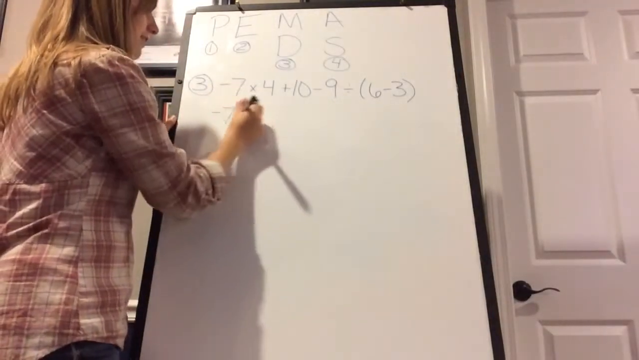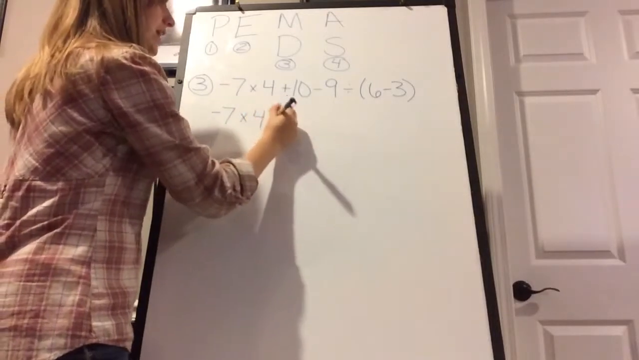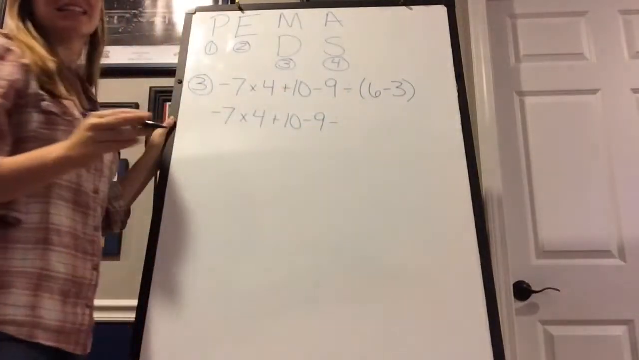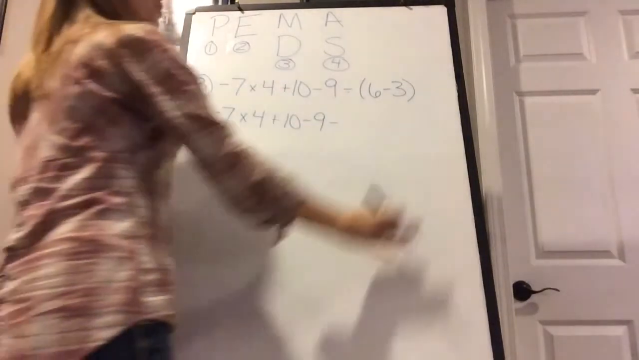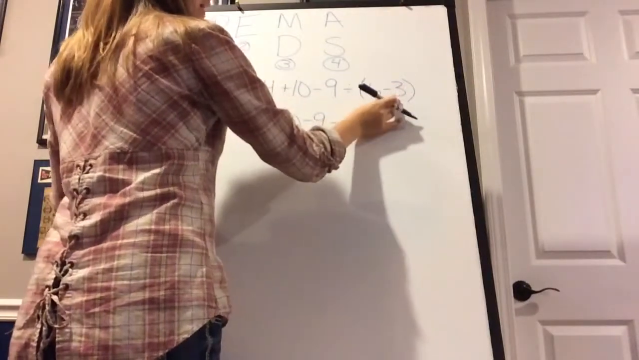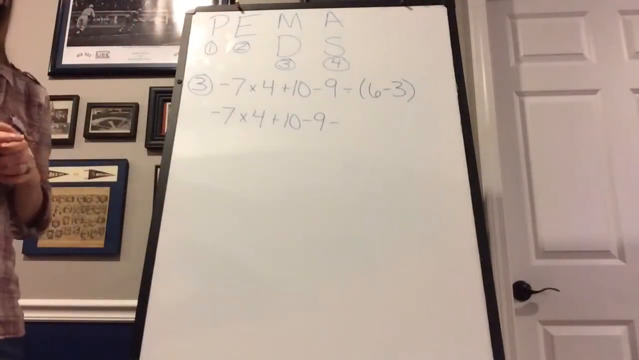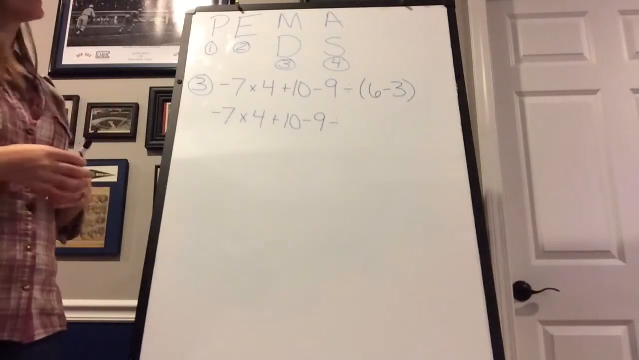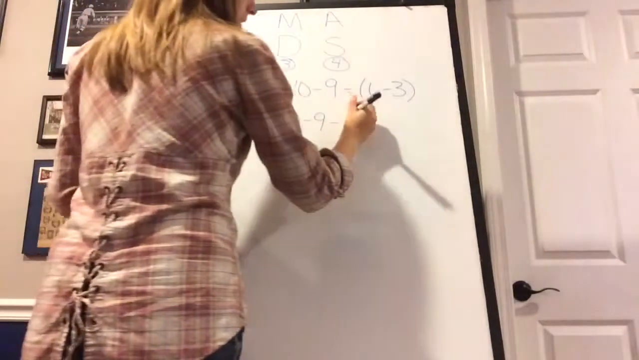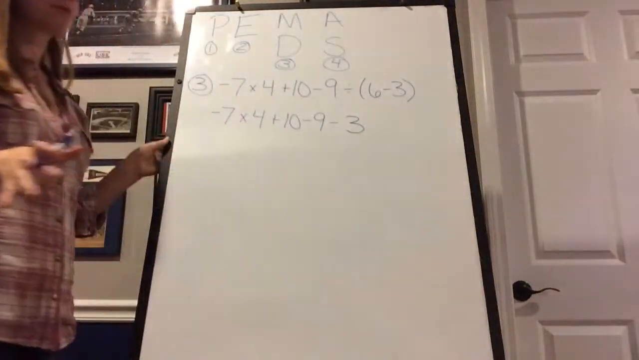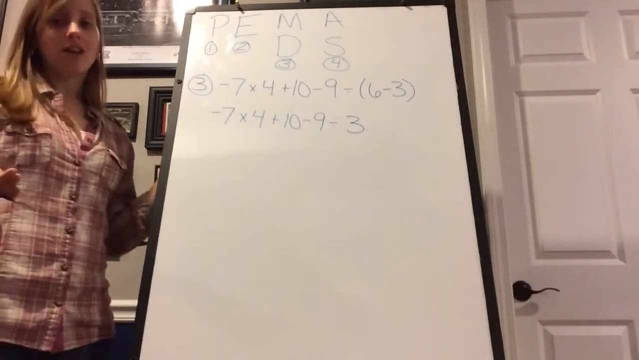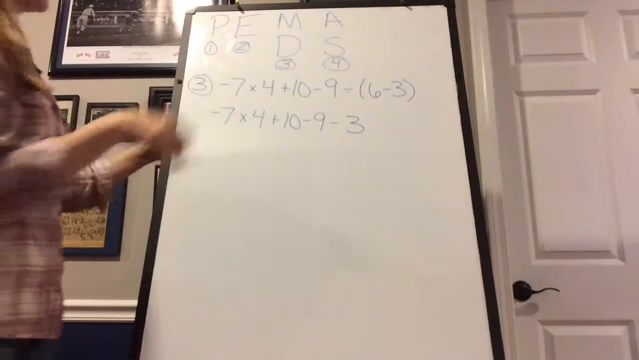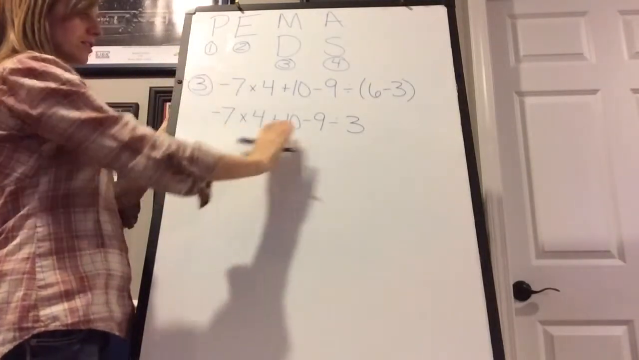So my negative 7 times 4 plus 10 minus 9 divided by, all of that stays the same. The only part I'm going to change is this set of parentheses. Inside the parentheses, all we have is 6 minus 3, which means I need to do the 6 minus 3 first. 6 minus 3 is 3. Now, I'm not going to put this in parentheses anymore because I've done all of the operations that were inside of the parentheses. So now I take a look and I've done all parentheses. There's no more in here.